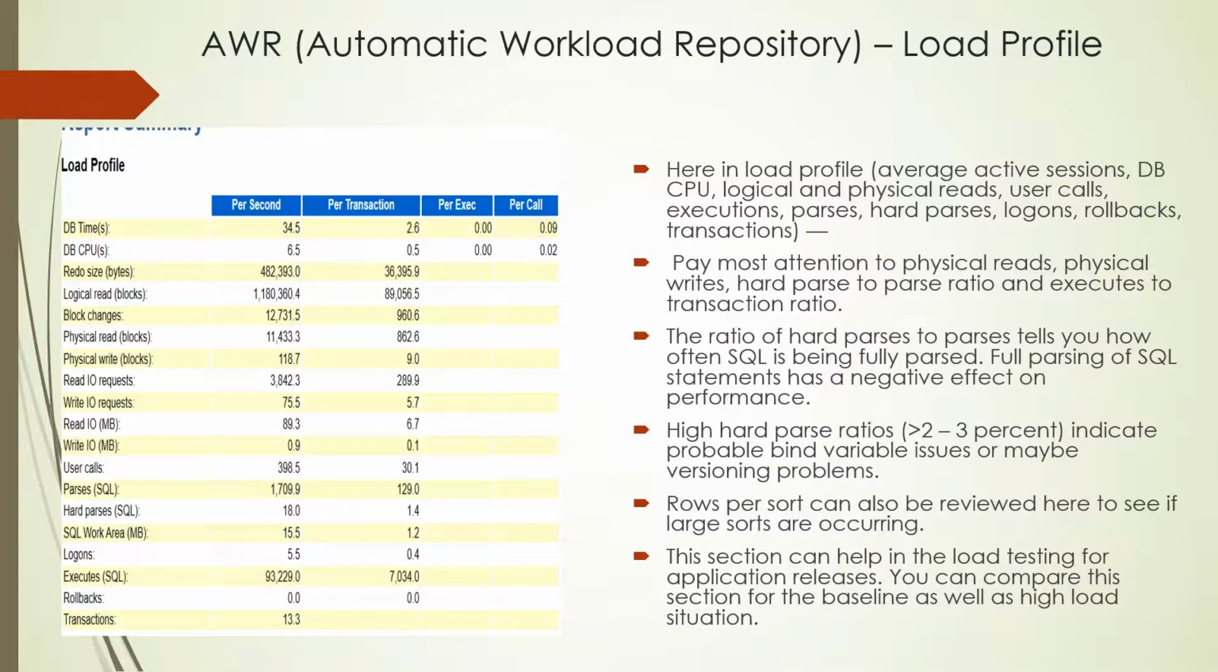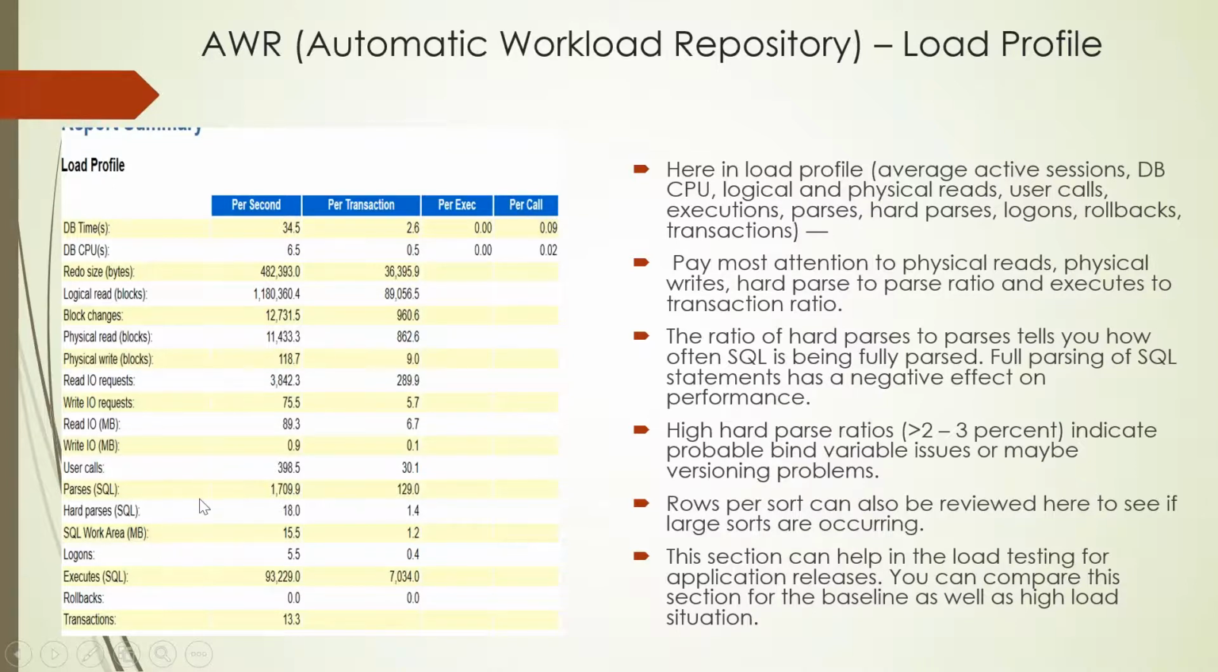Okay, the next thing we should look at is physical write and physical read. Why? Because whenever we talk about physical reads, it means it is actually accessing the disk, which causes IO, user IO and system IO. So this is an important thing we should look at here. Similarly, you can see write IO requests and read IO requests. Write IO requests are 75.5 per second and reads are more than that. The next column shows how much it is per transaction.